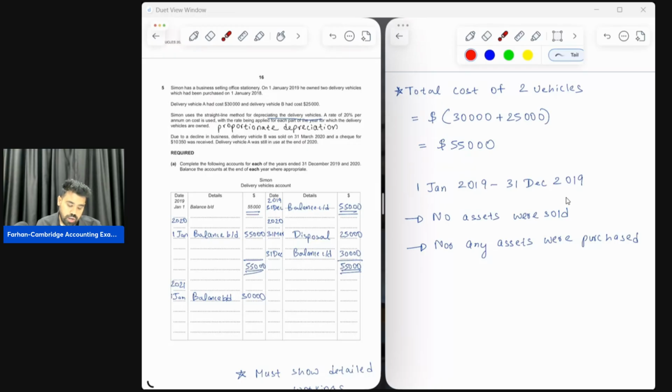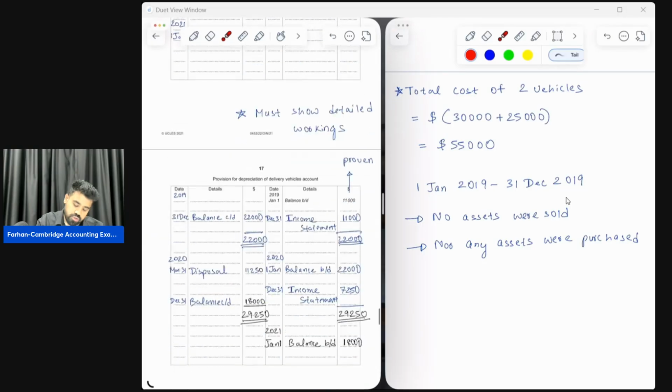Due to a decline in business, delivery vehicle B was sold on 31 March 2020 and a cheque for $10,350 was received. Delivery vehicle A was still in use at the end of 2020. So we understand some kind of disposal has taken place, which is the delivery vehicle B, but that happened in the year 2020.